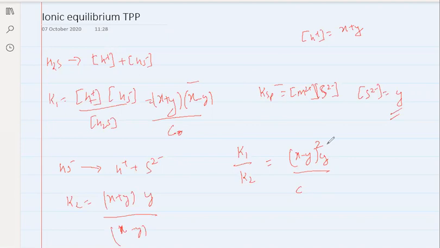Now, we already know Y. So, on approximation, it will become X square into Y by C is equal to K1 by K2. Right? Got it? So, you can calculate X. Yes or no? Tell me. Now, everyone got it? Tell me, guys.